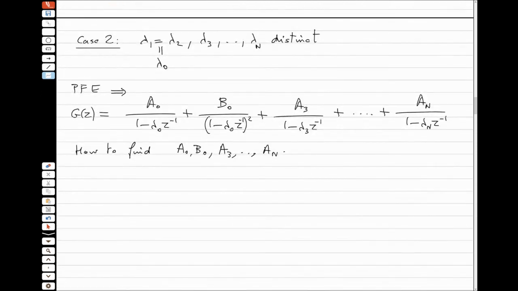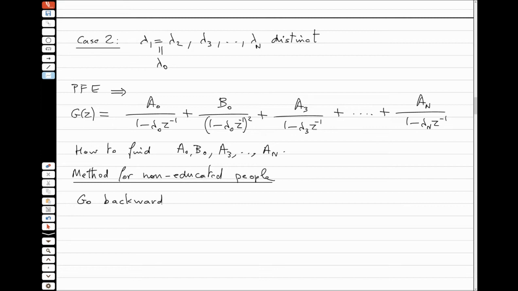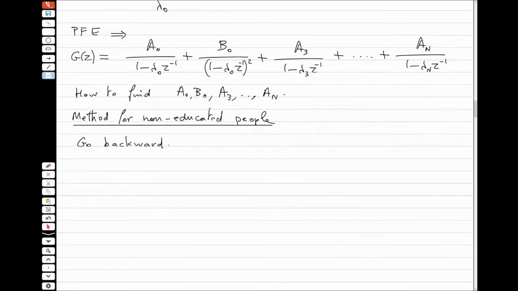So there are three methods. Again, method for non-educated people. Same principle. Go backwards. Now, second method for semi-educated people.